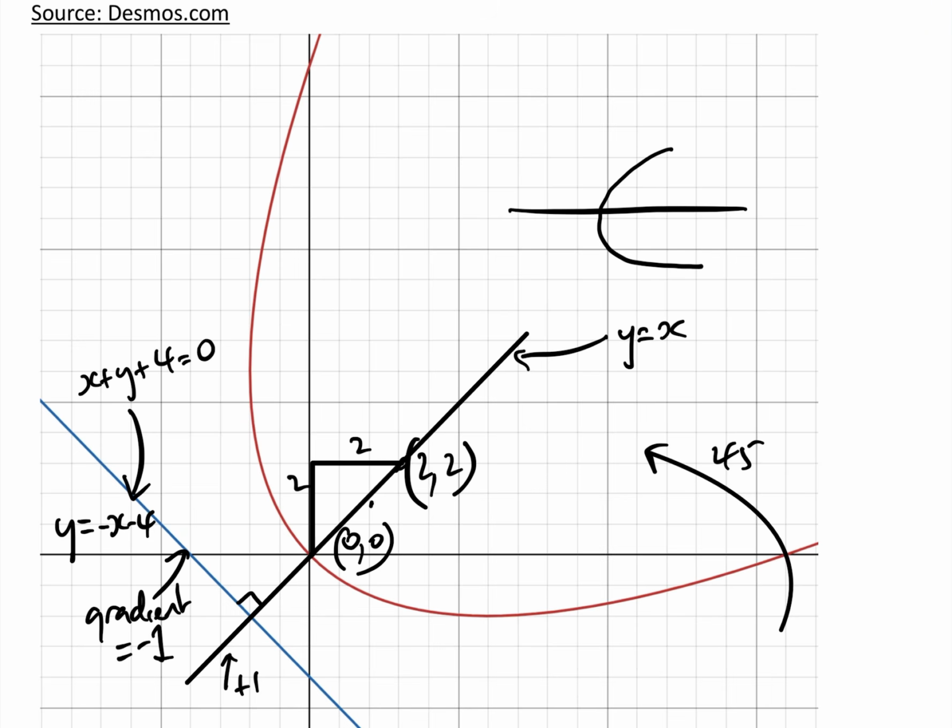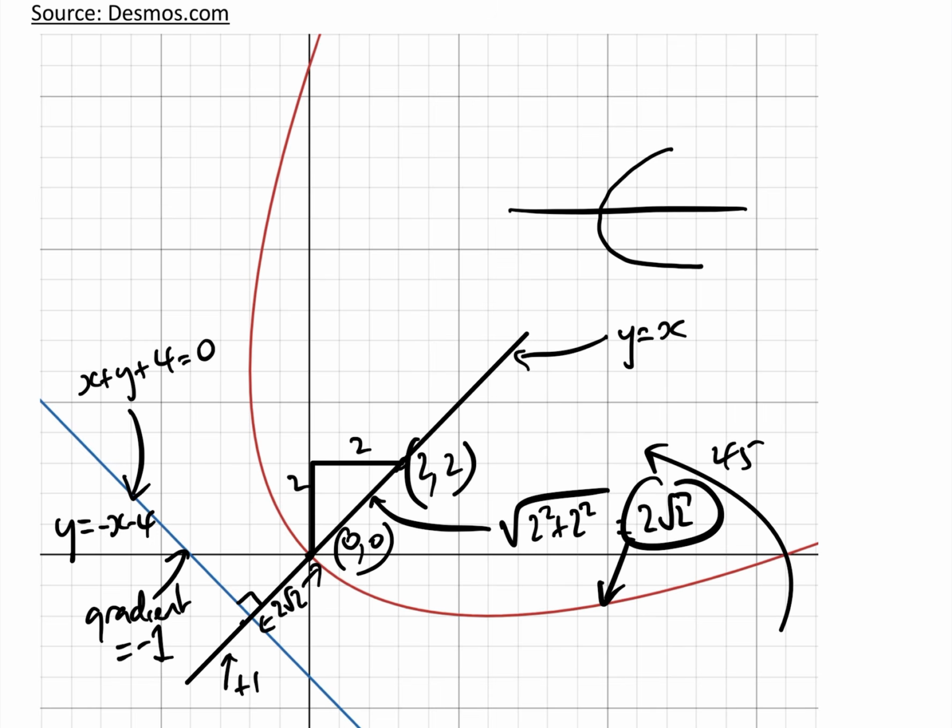So this here is 2 and this here is 2, which means that the distance from the vertex to the focus is going to be the square root of 2 squared plus 2 squared, which equals 2 root 2. So therefore we know that the distance from the focus to the vertex of this parabola is 2 root 2, which also means incidentally that it is 2 root 2, the distance from the vertex to the directrix.